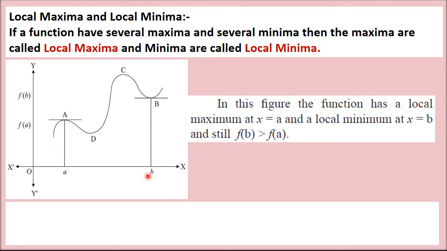And again there are 2 points you can see, that is d and c. At c again it has a local maxima, and at d it has a local minima also. And one more thing, even if it is a maximum point at x is equal to a and at x is equal to b it has a minimum point, but as per the diagram this minimum value is greater than the maximum value.